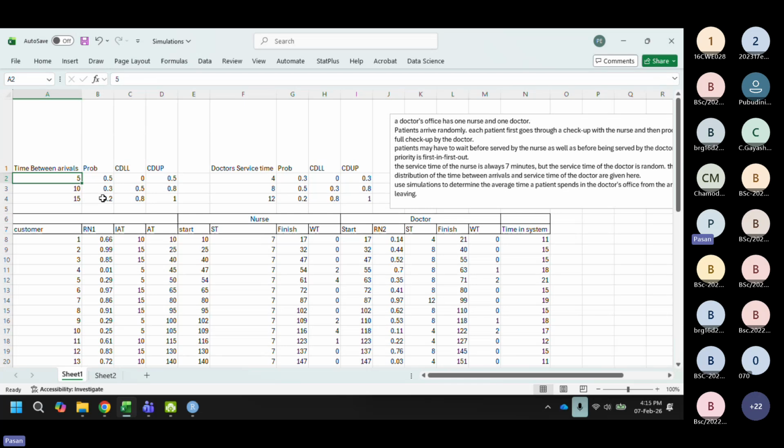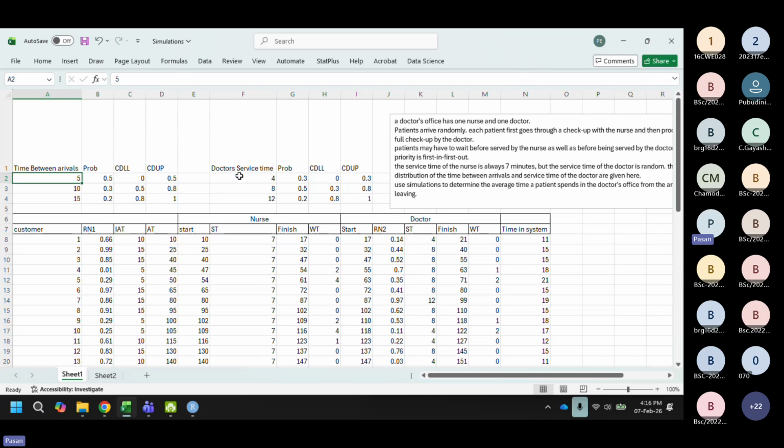Within 5 minutes you will see the patient, and there might be 30% of the time their gap will be 10 minutes, and 20% of the time the gap will be 15 minutes. So that's the measurement that you have normally. And then of course, we can have the cumulative distribution here. We need only the lower limit, so from 0.5 and 0.8. These are the lower limits and these are the upper limits of the cumulative distribution.